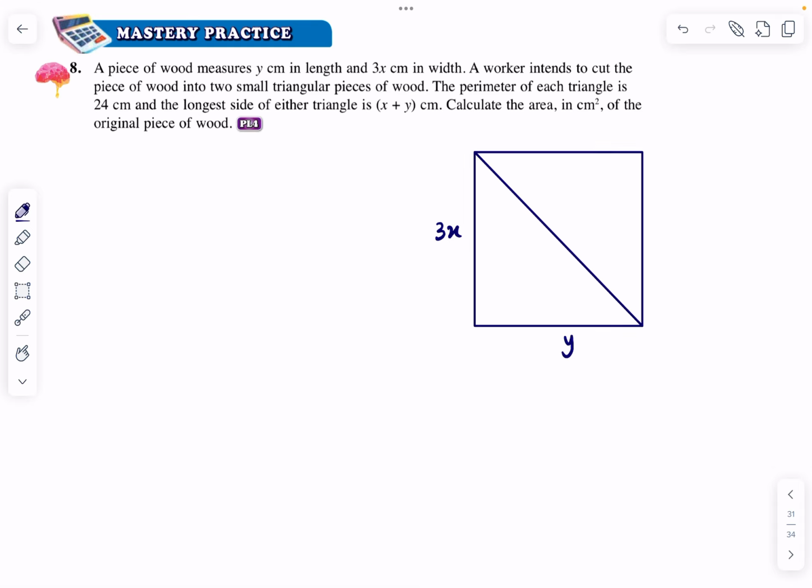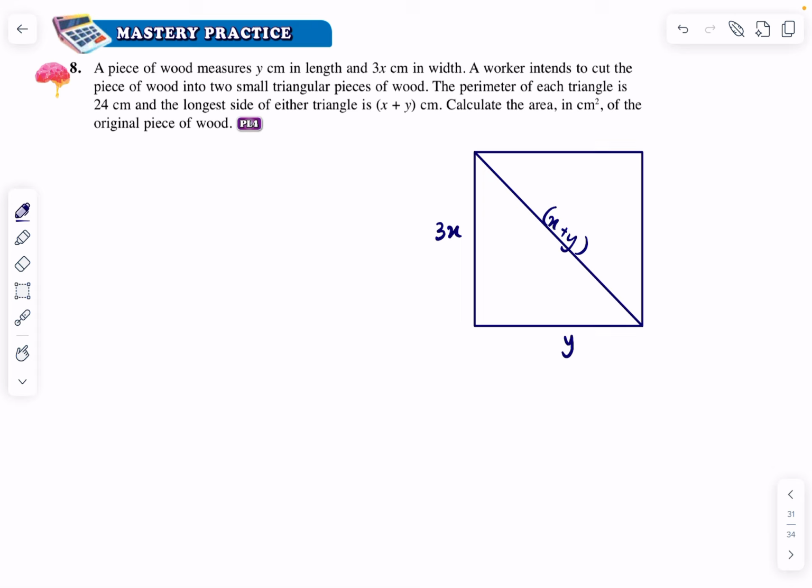into two triangles. Now, the perimeter of each triangle is 24, and the longest side of either triangle is x plus y. So this side is x plus y. Calculate the area of the original piece of wood.